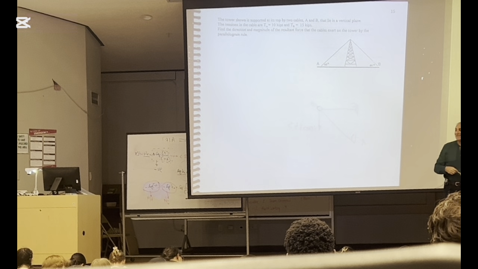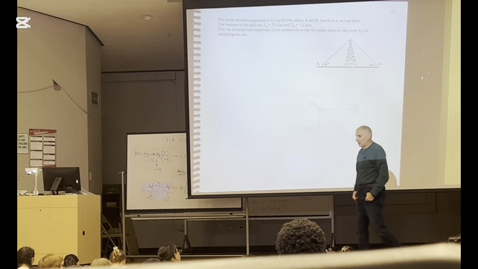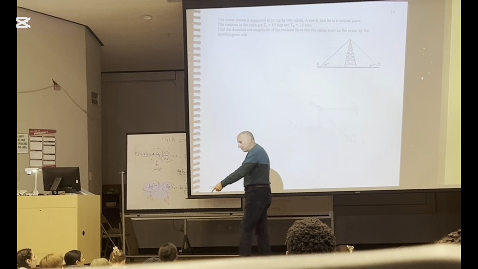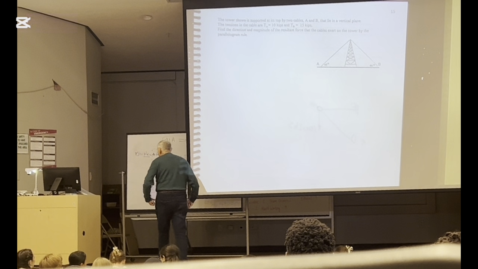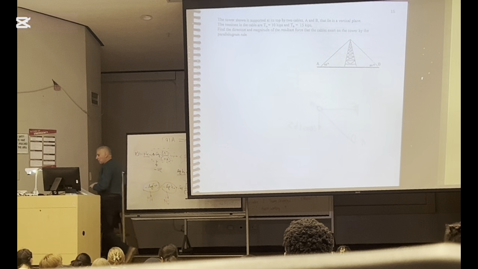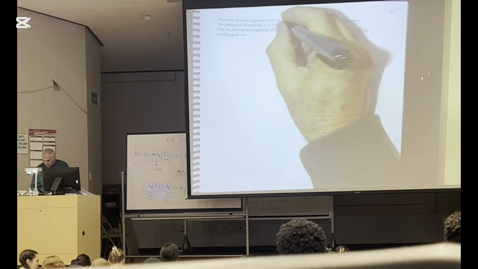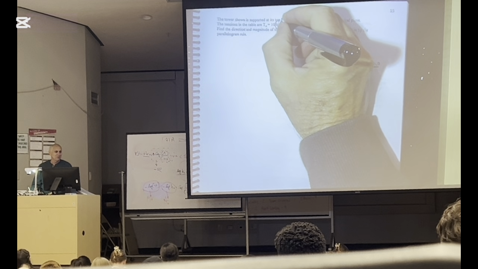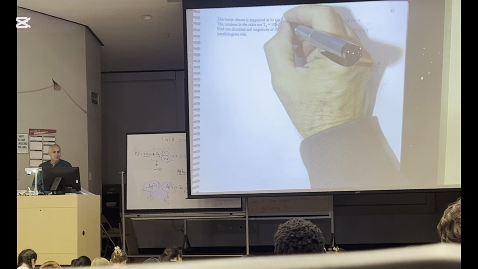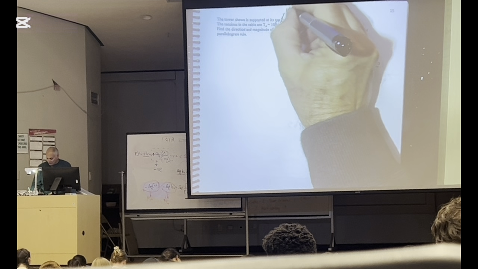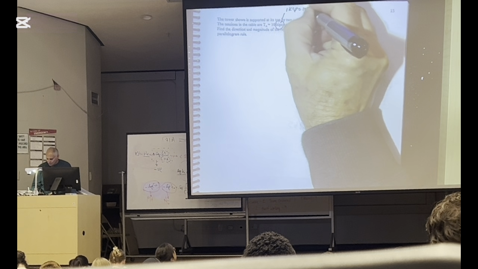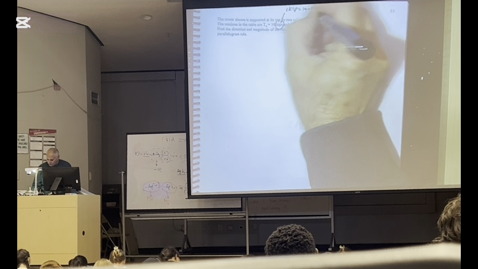One cable has 10 kips. Okay, so what is a kip? 1,000 pounds. Do not ask me on the test what a kip is. My answer is going to be, I don't know. So 1 kip equals 1,000 pounds.